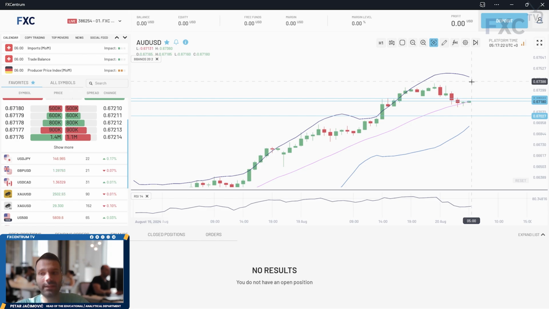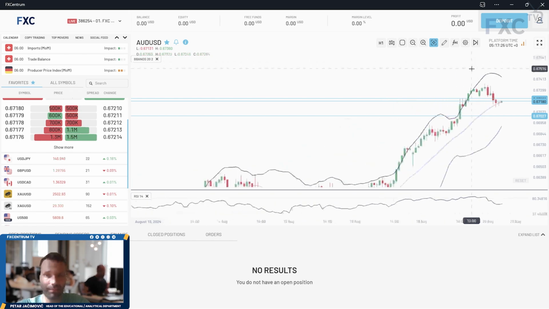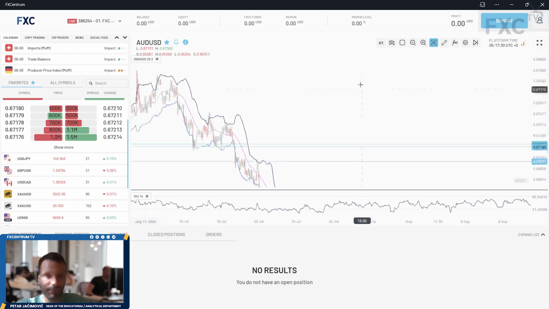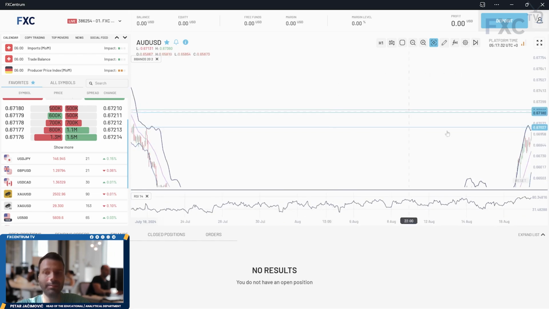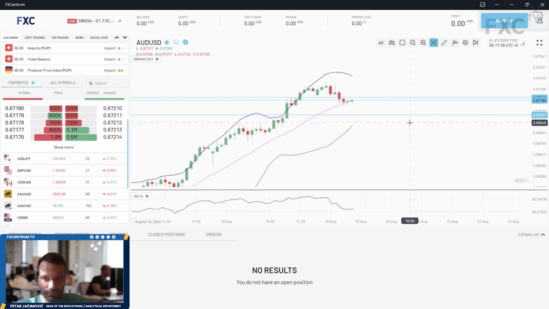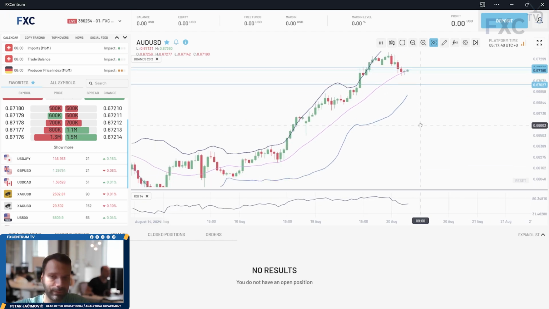If the market can retake 0.6738, then there will be a chance for higher prices. And then the next pivot level will be 0.6750 or maybe even 0.6780 mark. From another side, if market can trade lower, eventually if market clears 0.6694, there can be a chance for a drop towards 0.6650 mark, for example, in Australian dollar.